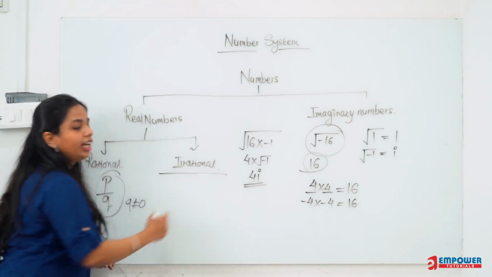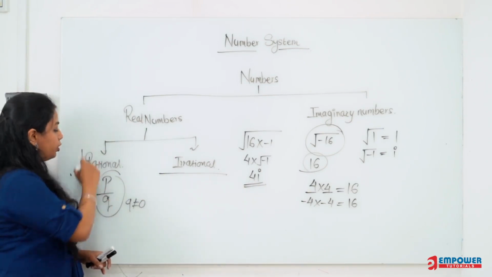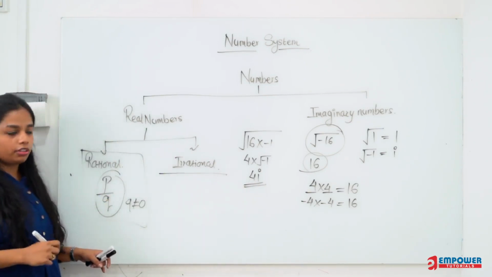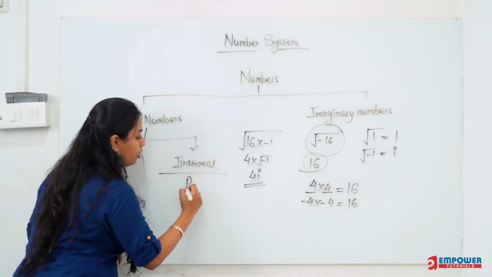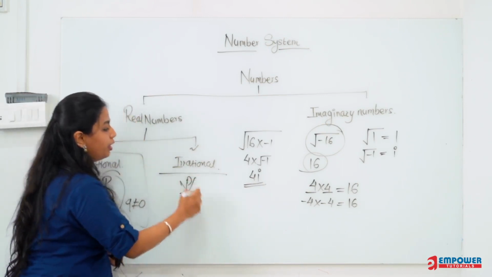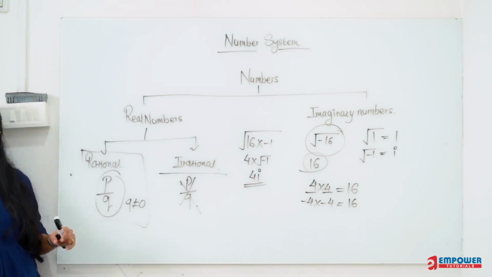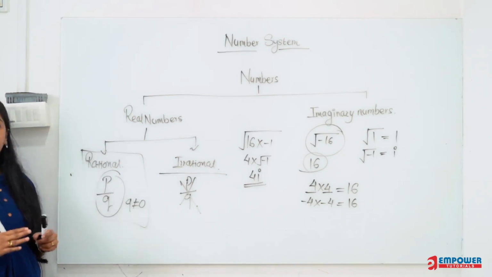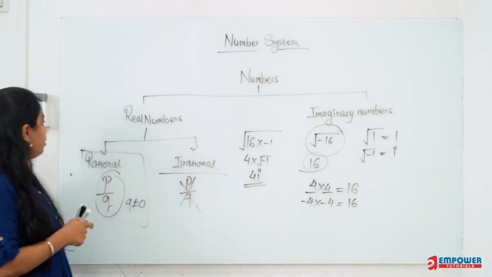So what will be the irrational numbers? Those numbers which are other than your rational numbers. The numbers which you cannot represent in p by q form will come under the category of irrational numbers. Now we will see what rational numbers are in detail.